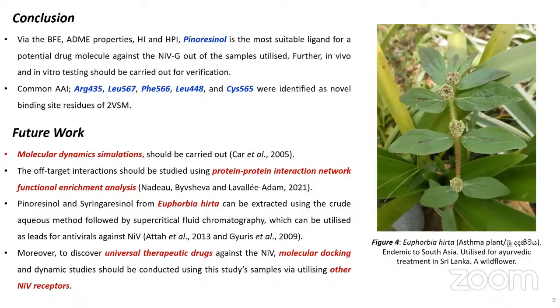The off-target interactions of each component should be studied using protein-protein interaction network functional enrichment analysis to understand how each component might interact with a simulated environment such as a cell. Pinoresinol and syringaresinol from Euphorbia hirta can be extracted using the crude aqueous method followed by supercritical fluid chromatography, which can be utilized as leads for antiviral development in wet lab procedures, and the generated Ki values can be employed as references in trials. Moreover, to discover universal therapeutic drugs against NiV, molecular docking and dynamic studies should be conducted using this study's samples by using other functional proteins of NiV.